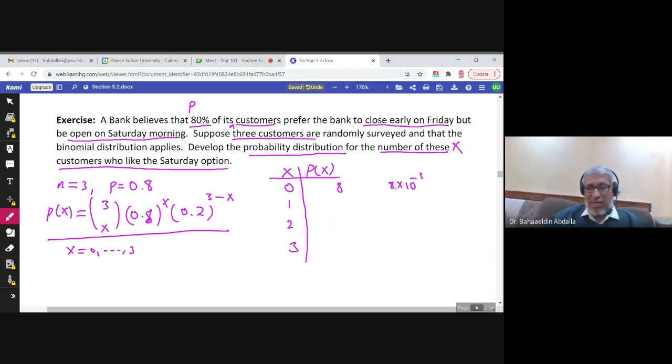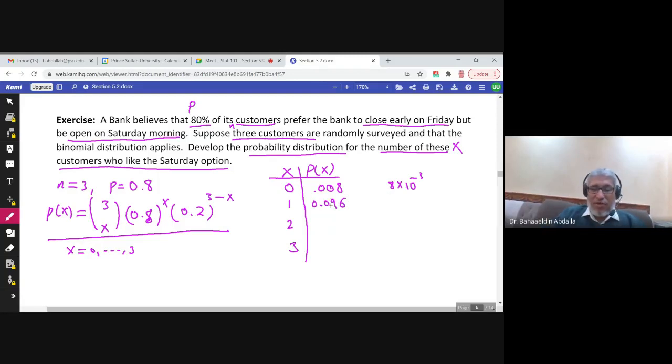And again, you need to go 3 units. Where is the cursor? The cursor here after 8. So I go 8, 0, 0. So this is 0.008. Or again, you use shift 3 times. The probability of 0 would be 0.008. Okay. Now, if you replace X by 1, then you will have 3C1, and 0.8 to the power 1 and 0.2 to the power 2, and the answer would be 0.096.